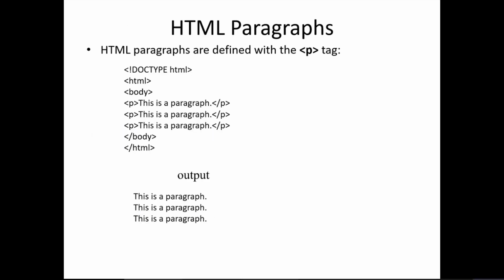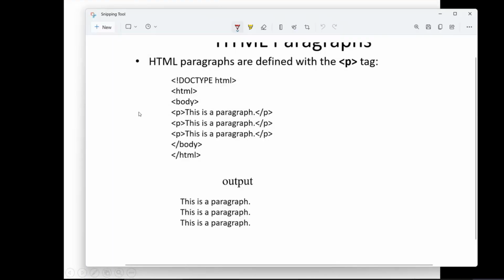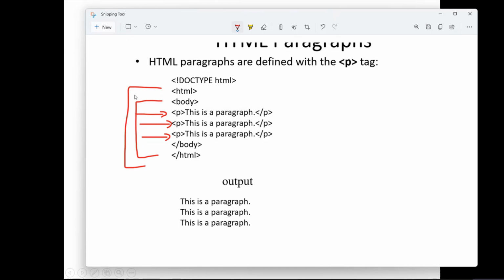Then HTML paragraphs. We use the p tags for the paragraph. As you can see in this program, we have p tags inside the body, and the body is inside HTML, which represents to the web browser that this is the HTML document. These p tags display the output in paragraph format. Automatically the paragraph is closed, the pointer moves to the next line, and then the next paragraph starts.